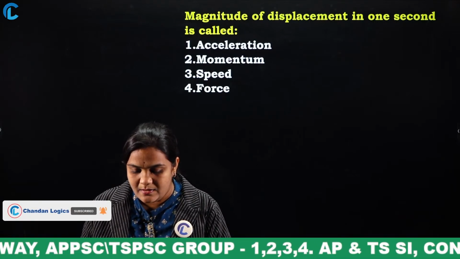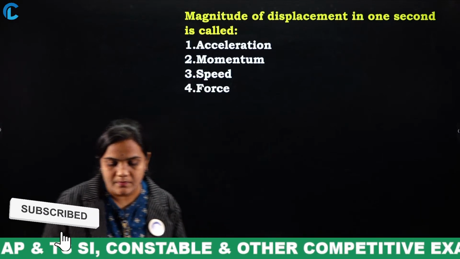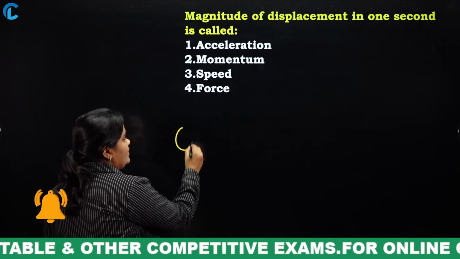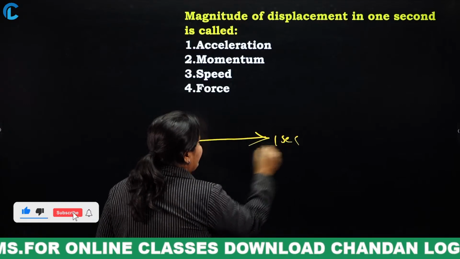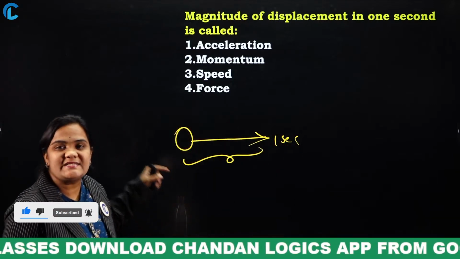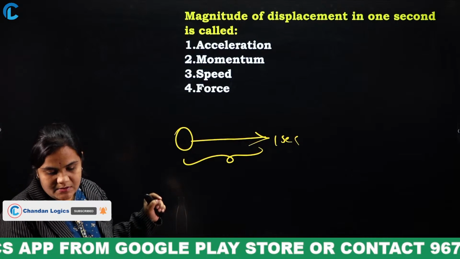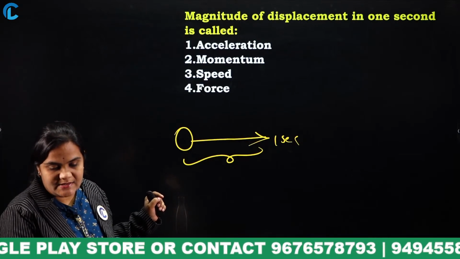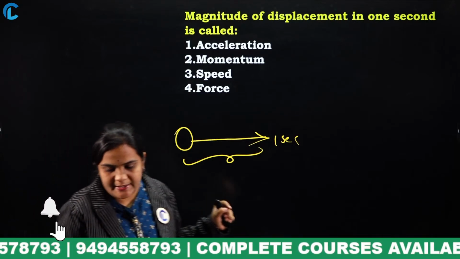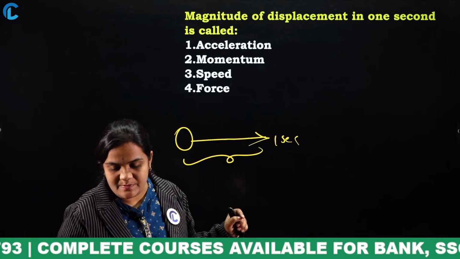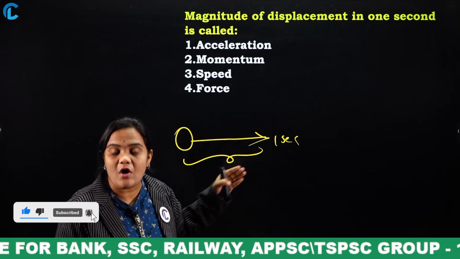Everyone has to give me the answers. Magnitude of displacement in 1 second is called what? A certain object is traveling a certain distance in 1 second. What do we call it? Come on, answer this. No one should sit idle. Everyone has to answer. I am not getting your messages. An object is traveling a certain distance in 1 second. What do we call it?